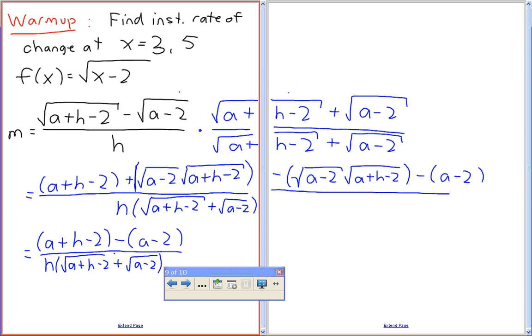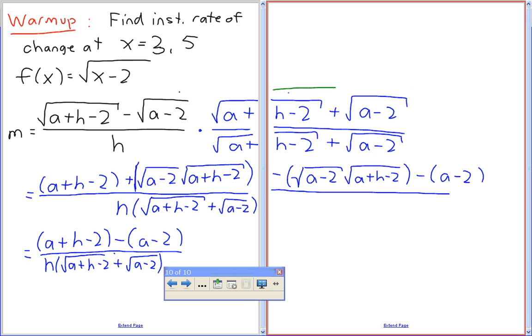Okay, why am I happy? I'm always happy. What does the numerator turn into now? I know this is hurting people's brains, it's supposed to. What does the numerator turn into? A plus h minus 2 minus a minus 2 changed to what? Just plain old h. I'm going up here at the top.